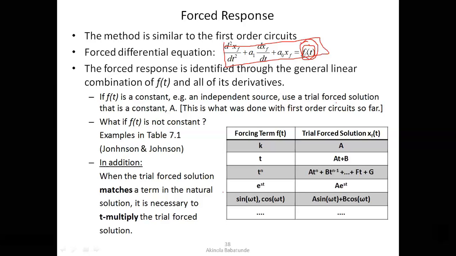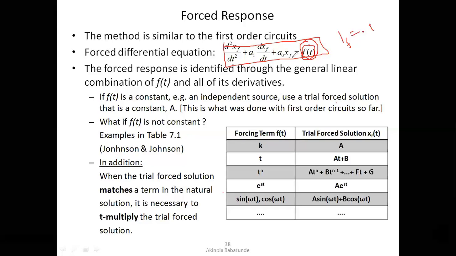In the first order circuit, we assumed that the forcing term would be constant. So if the forcing term is constant, we kept saying let the forced response, or forced solution, be equal to A, because we assume the forcing term is a constant. So the solution is going to be constant. That's what we did in the first order circuits.